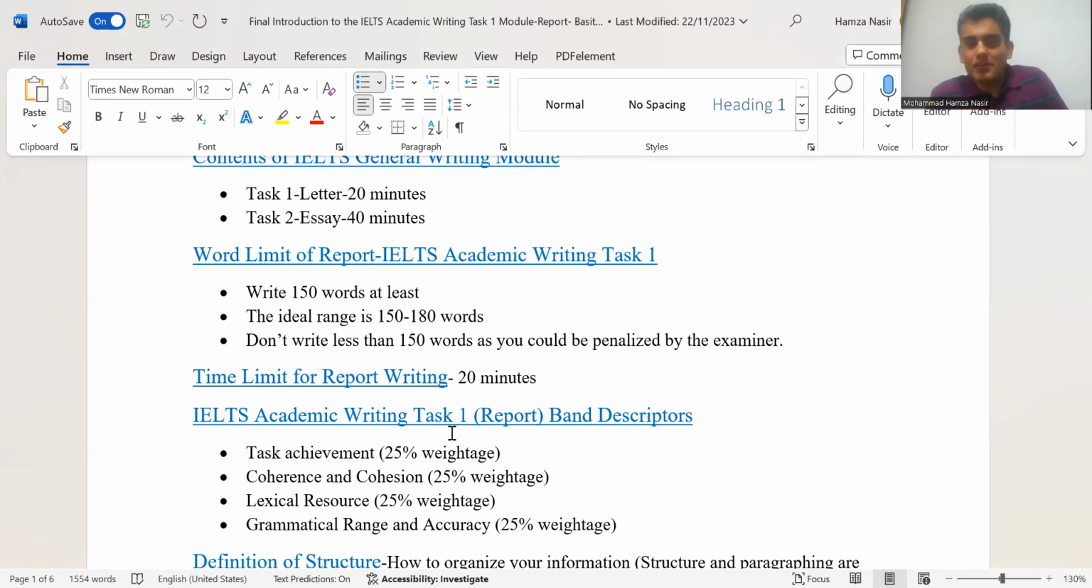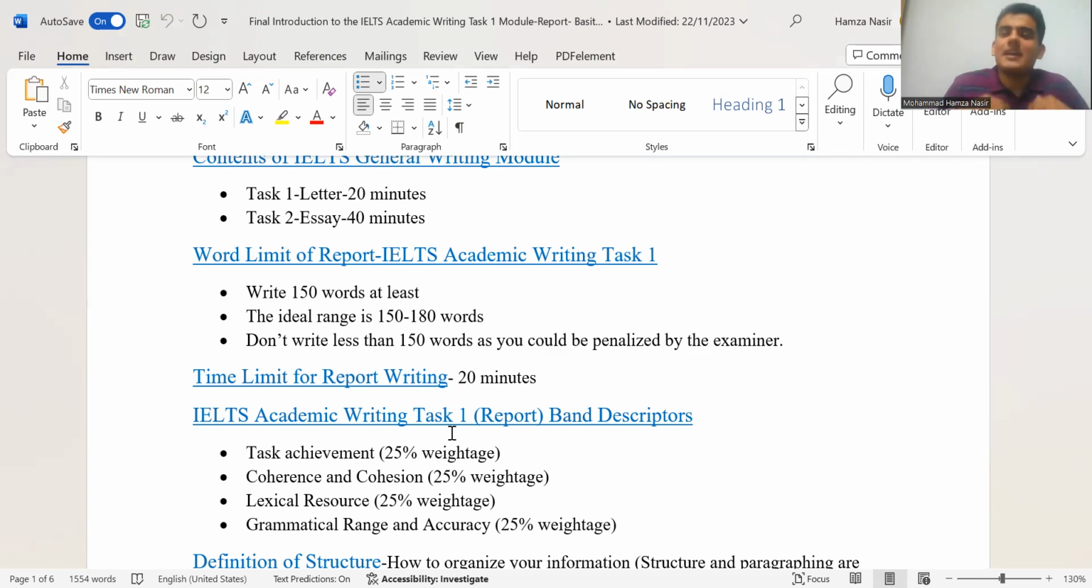Next up, we have coherence and cohesion. Okay, is there a proper flow to our report? That is an introduction, then a body paragraph, right? Is there a smooth transition? That is coherence. And cohesion means that do your ideas, do your sentences back each other up? If they are subject to contradiction, then obviously they're not going to be cohesive. So that is coherence and cohesion. That also has 25% weightage.